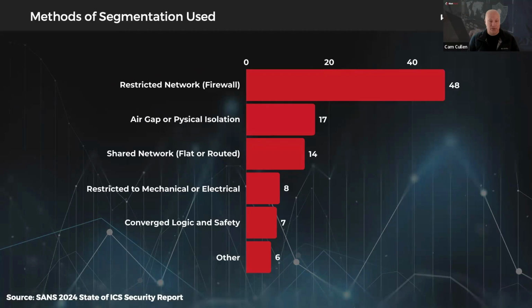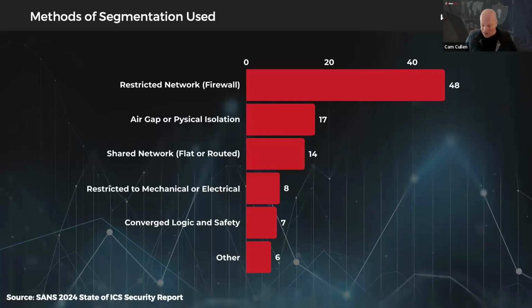Some are still trying to use air gaps. There's some shared networks. There's some only electrical and mechanical can pass. There's converged logic and safety and other. So there is a lot of ways people are saying that they're doing segmentation. When you dig into it, often it may not be what you think.